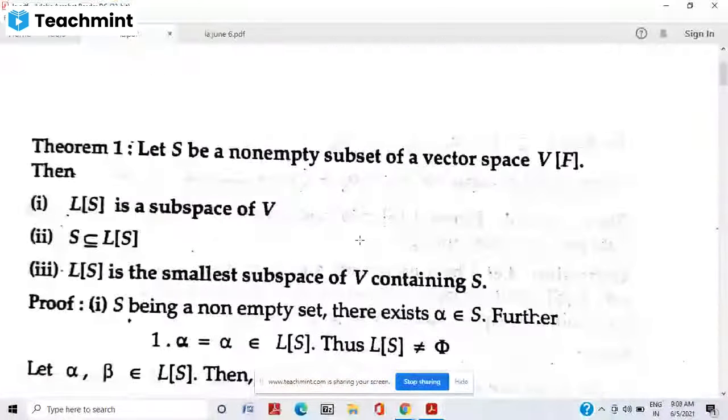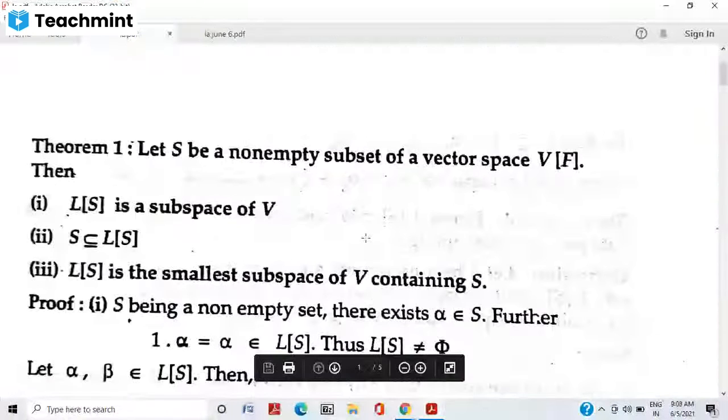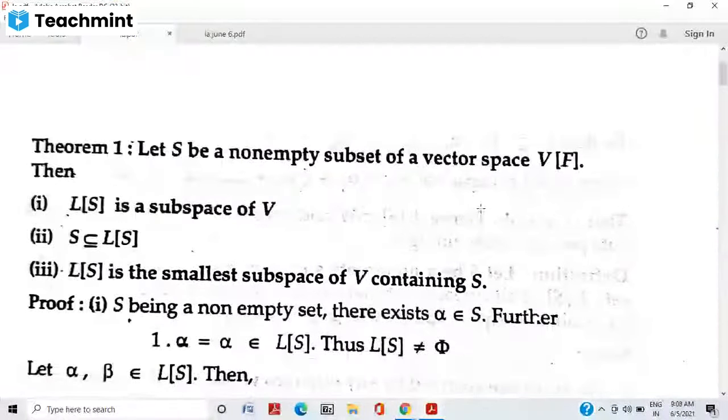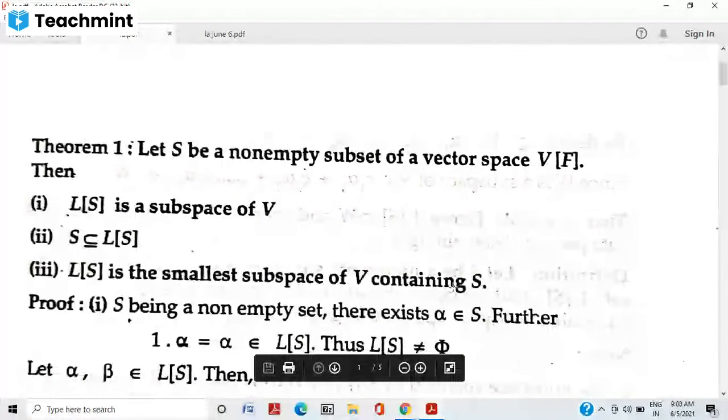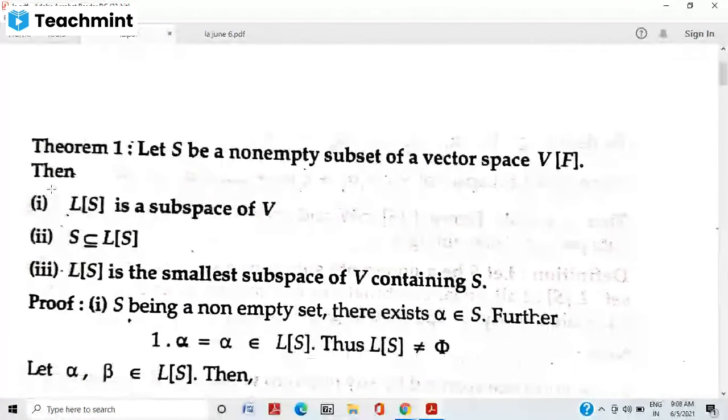Okay. Now we will recall the first theorem that we discussed yesterday. Let S be a non-empty subset of a vector space V over F. Then we proved that L of S is a subspace of V, S is contained in L of S, and L of S is the smallest subspace of V containing S. Then what is L of S? L of S means linear span.